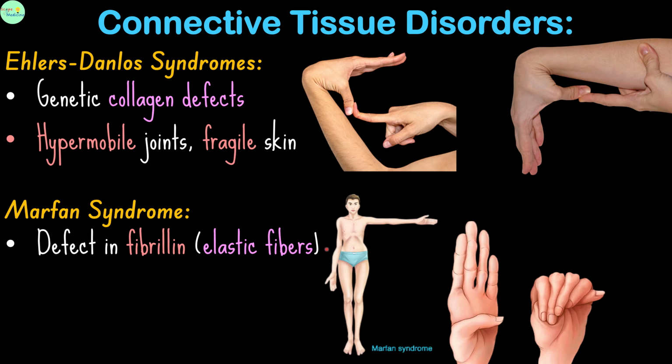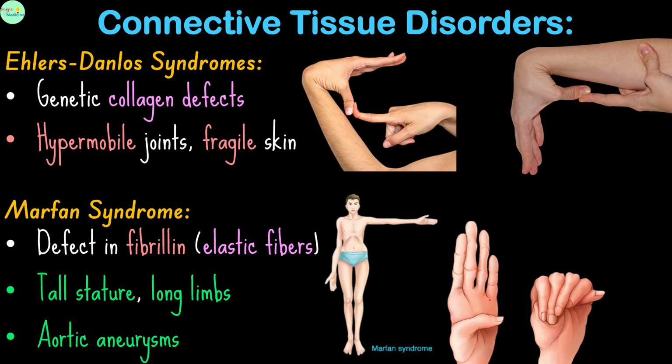Marfan syndrome is an autosomal dominant genetic disorder caused by mutations in the gene encoding fibrillin-1, which is an essential glycoprotein that forms the microfibrils providing structural support for elastic fibers. This defect leads to a characteristic phenotype, including tall stature with disproportionately long limbs and digits, joint laxity, lens dislocation in the eyes, and life-threatening cardiovascular complications such as progressive dilation of the aortic root with increased risk of aortic dissection and rupture.